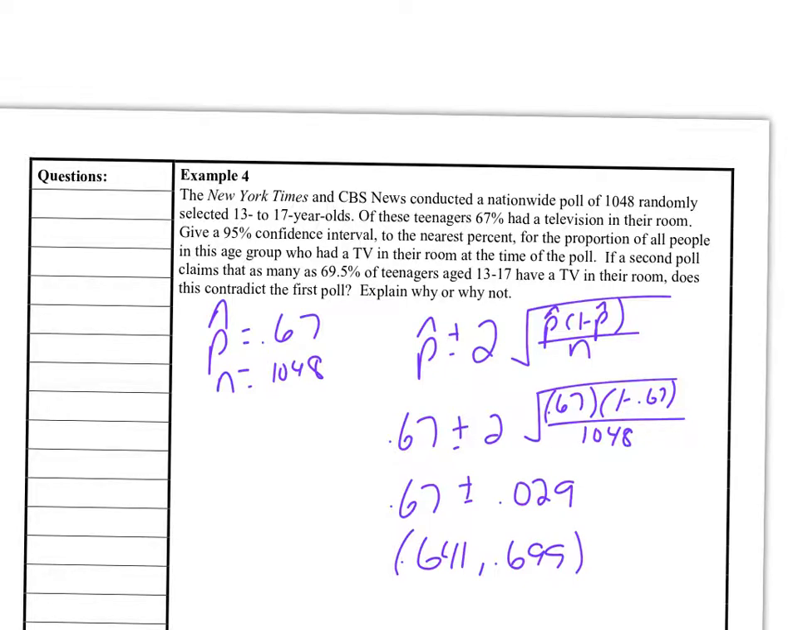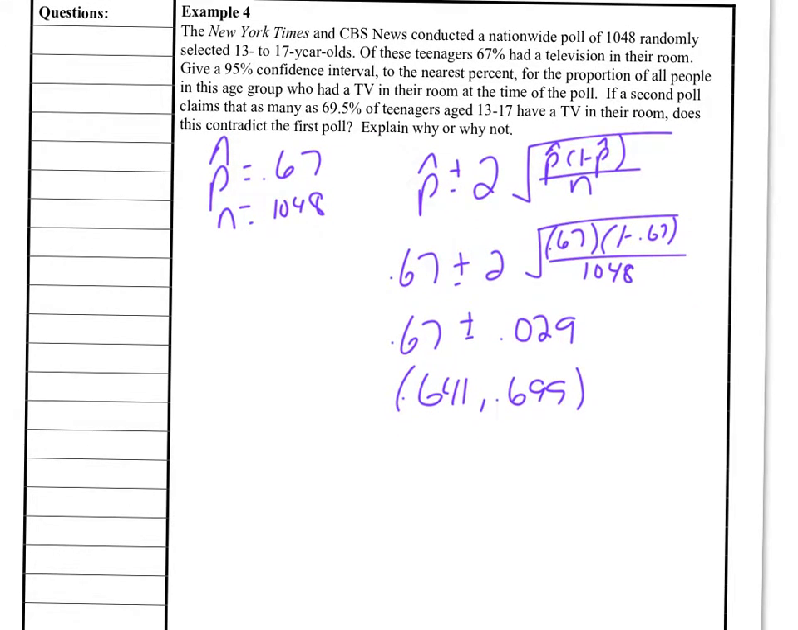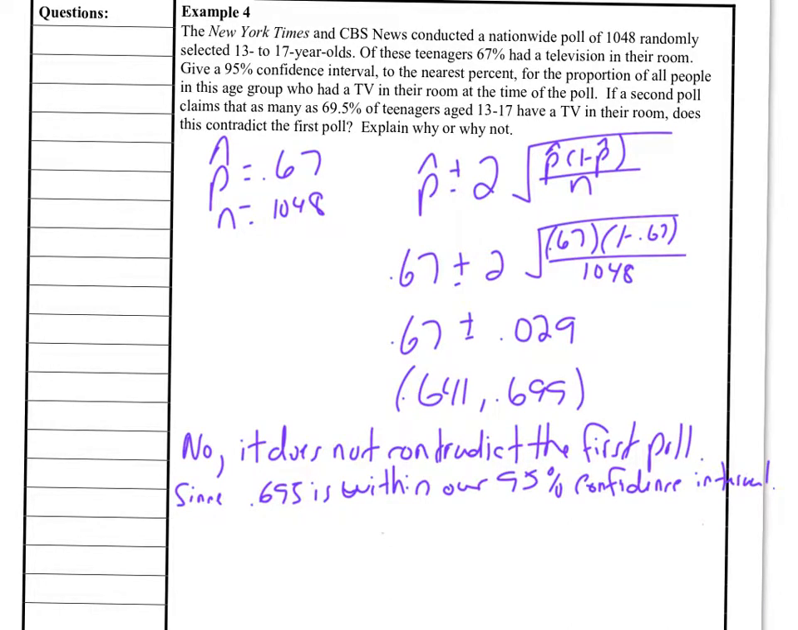So our answer, I will write that out and then explain it again. Okay, so the answer is no. It does not contradict the first poll. And the explanation, of course, has to be written out, not just the justification of your work. So we're going to say since the 0.695 is within our 95% confidence interval, because it falls in between 0.641 and 0.699, it is within the bounds that would occur due to random variability. Therefore, it's possible that it is 69.5.